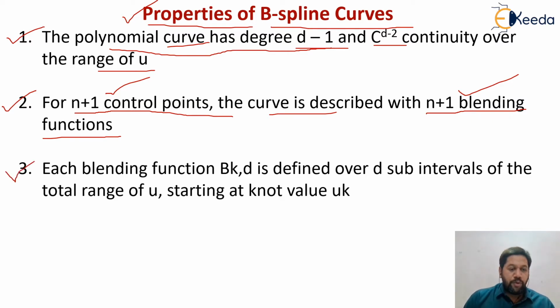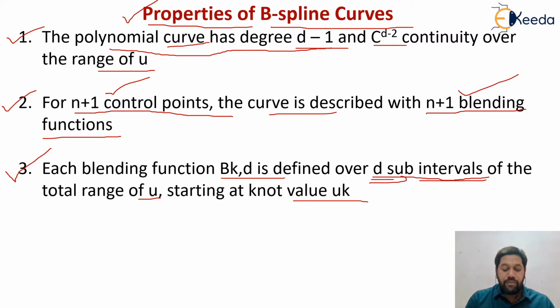The third property of the B-spline curve is that each blending function B k comma d is defined over d sub intervals of the total range of u, starting at the knot value u k. Here we are considering what my starting value is, whether it is 0, 1, or 3, and the blending function is defined over the d sub intervals of the total range of u. If my d is equal to 3, I have 3 sub intervals, within whatever range I have for u.